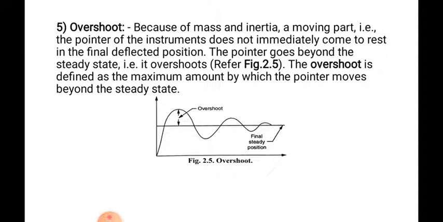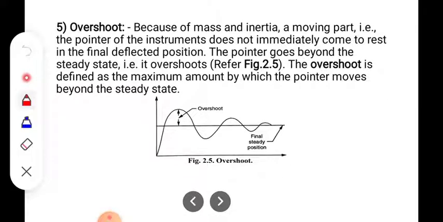In the diagram, this is the overshoot. This horizontal line is the final steady state position, and this graph is passing the steady state line. So this bell shaped structure is nothing but the overshoot. It means the pointer shows a deflection much higher than the steady state. That's why we get the positive loop, and that positive loop indicates the overshoot.